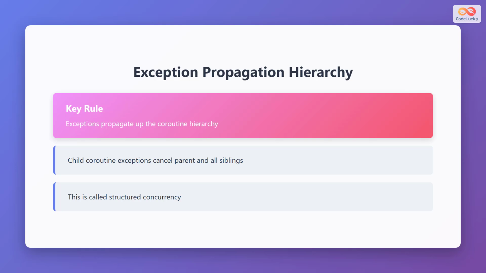Now, let's understand how exceptions propagate in coroutine hierarchies. There's a key rule to remember. Exceptions propagate up the coroutine hierarchy. This means that when a child coroutine throws an exception, it doesn't just affect that one coroutine. The exception cancels the parent coroutine and all sibling coroutines as well. This behavior is called structured concurrency, and it ensures that failures in one part of your coroutine tree don't leave other parts running indefinitely.